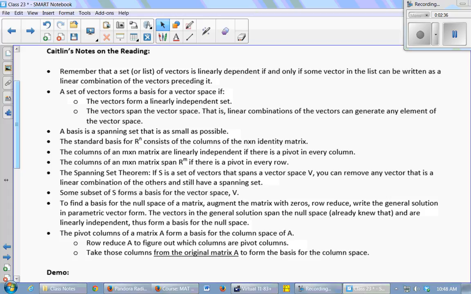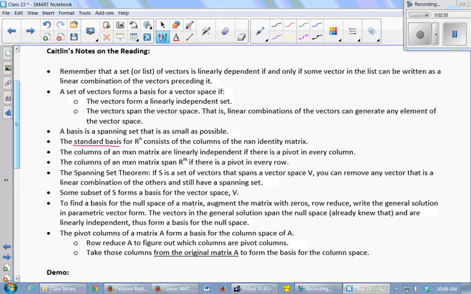The standard basis for Rn is the columns of the n by n identity matrix. Standard basis is like a vocab word. It's called the standard basis, the columns of the identity matrix.